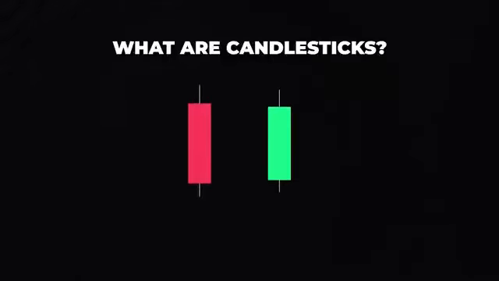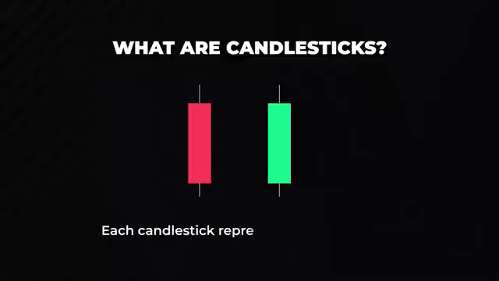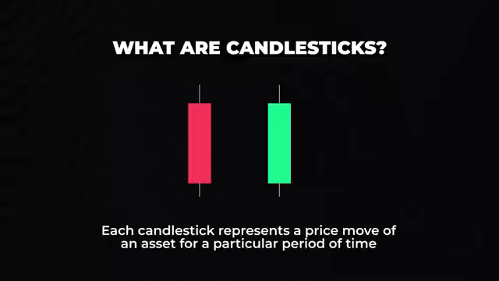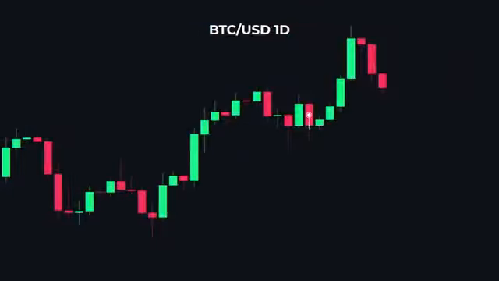First, what are candlesticks? Candlesticks are a simple way to look at price history. Each candlestick represents a price move of an asset for a particular period of time. For example, if you're on the 1-hour time frame, each candle represents the price history for 1 hour. If you're on the daily time frame, then each candle represents price history for 1 day.